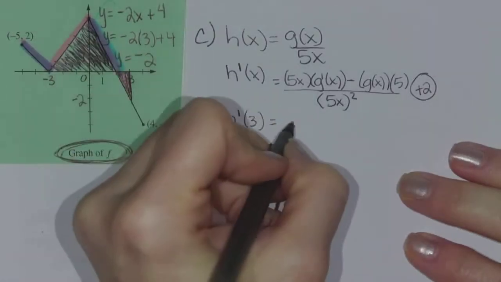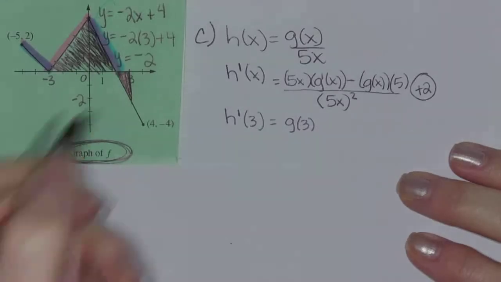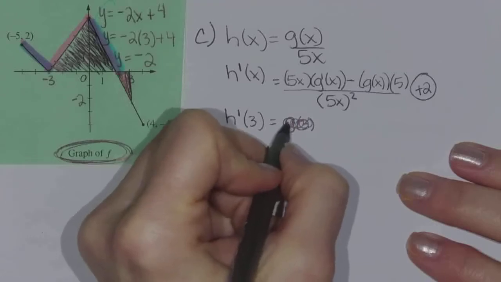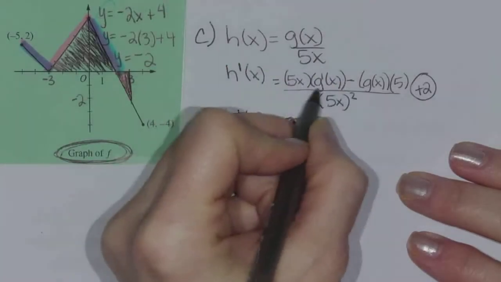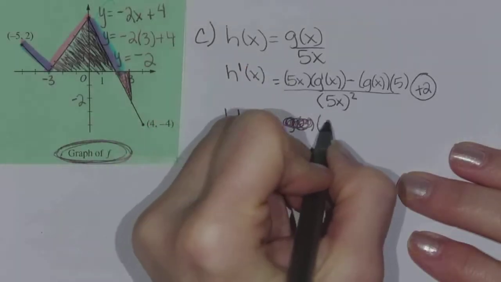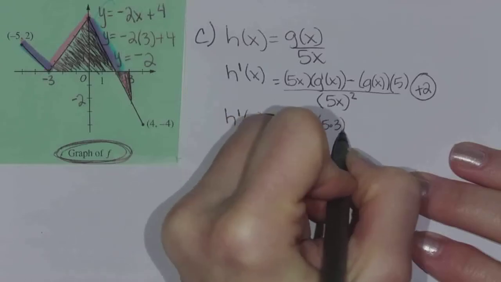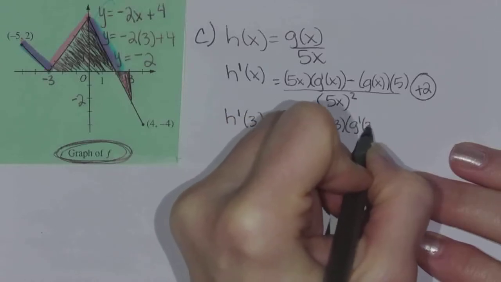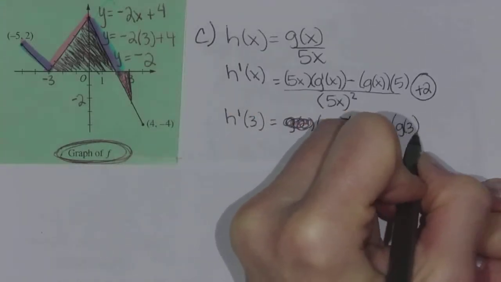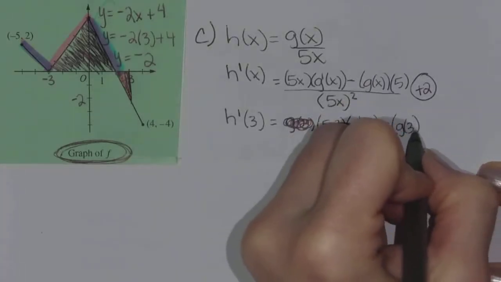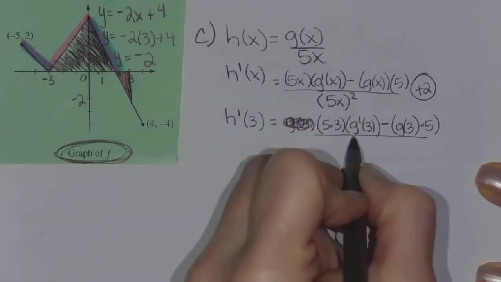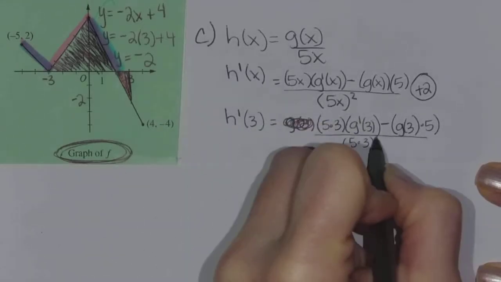So we've got g of 3. No, we don't. Wrong, Callahan. I was looking up here at this, not my derivative. Let's start that again. So h prime of 3, here we go. 5 times 3, times g prime of 3, minus g of 3, times 5, all over 5 times 3 quantity squared.